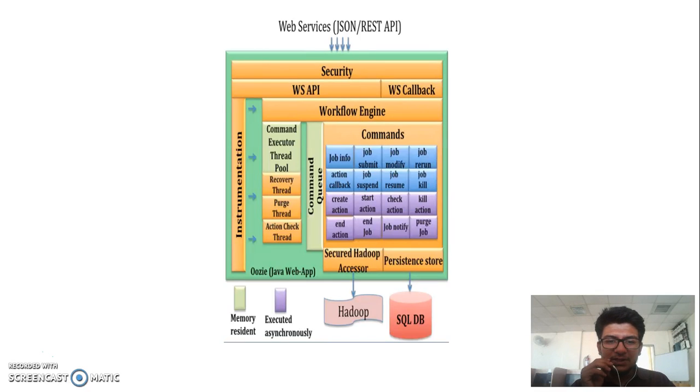All those blocks that we are seeing in green color are memory resident. That is, they are resident in the memory of the system. Whereas all those blocks that we see in the purple color are executed asynchronously. So the commands like create action, start action, check action, all of them are executed asynchronously. Then there are layers like the secured Hadoop accessor, which is an authorized module that accesses Hadoop, and then there is a persistence store, which connects to the SQL database.